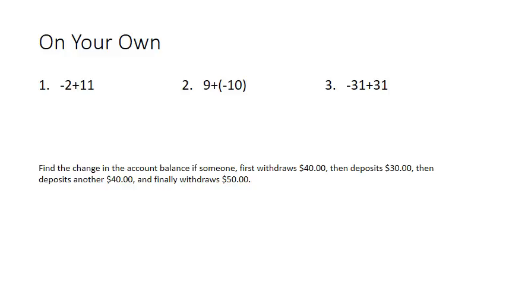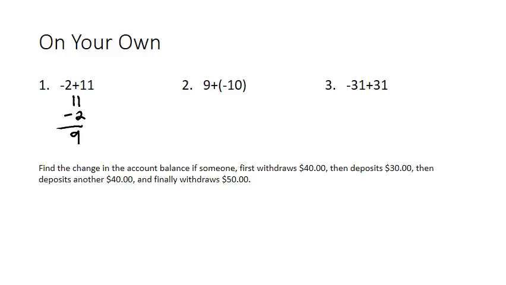So with problem number 1, we have negative 2 plus 11. Since those are different signs, what we're going to be working with is subtraction. So we'll take that 11 and minus 2, and that's going to be equal to 9. And the 9 takes on the sign of the bigger number here, so that would be the 11, which means it would be positive.